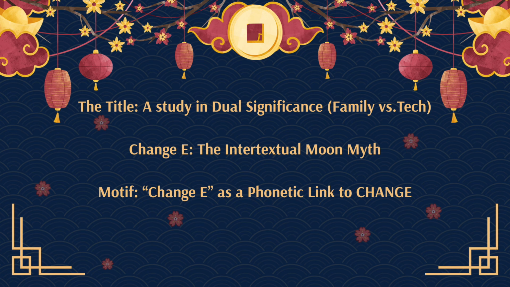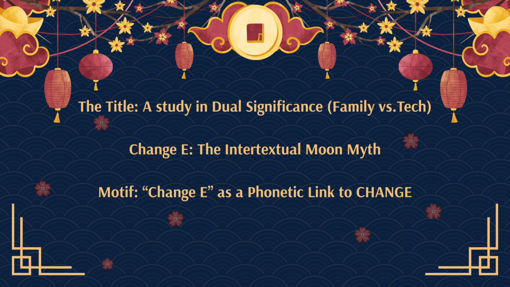Now we're going to look at the title's dual significance. On one hand, it refers to the family's lineage, which is the four women we meet in the story. On the other hand, it refers to technological iterations like generations of software or hardware updates.